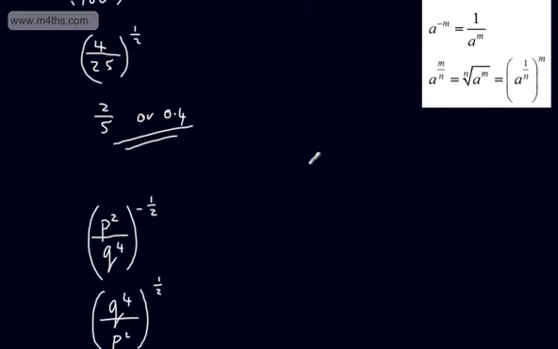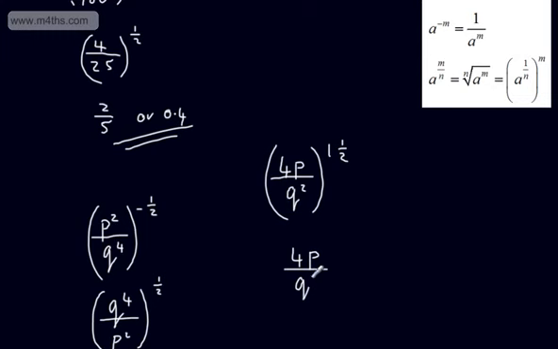We could look at something slightly harder. Let's say we've got 4p, and we might put this over, let's say q squared, and we'll raise this to the power of 1 and 1/2. The first thing I'm going to do is write a top-heavy fraction. So I'm going to write this as 4p over q squared to the power of 3 over 2.